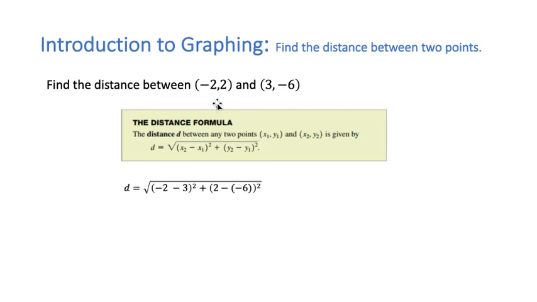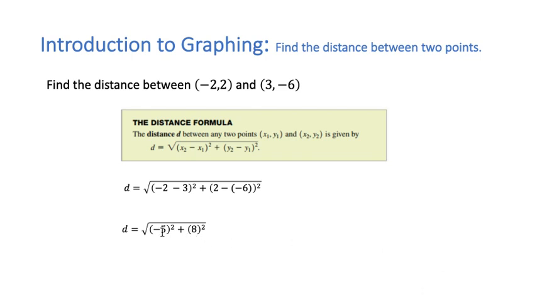So when I do that with this problem, I just use this as my second point, this as my first point. It doesn't really matter as long as I'm subtracting the x values. So -2 minus 3 and 2 minus -6. Be real careful with those negative signs. So -2 minus 3 is -5, and 2 minus -6 is +8. So we need to square both of those.